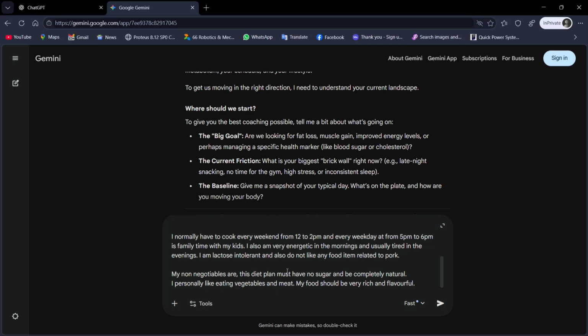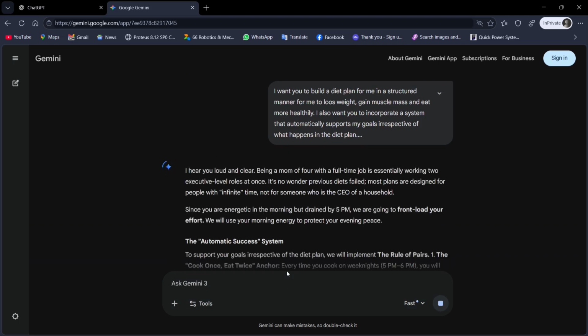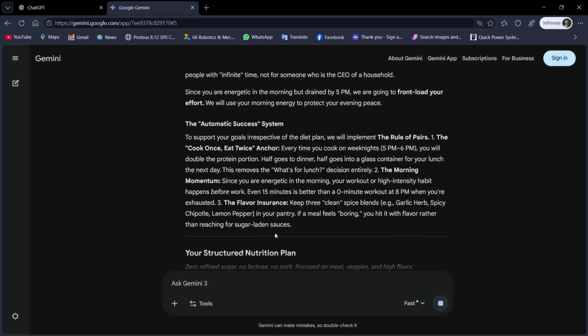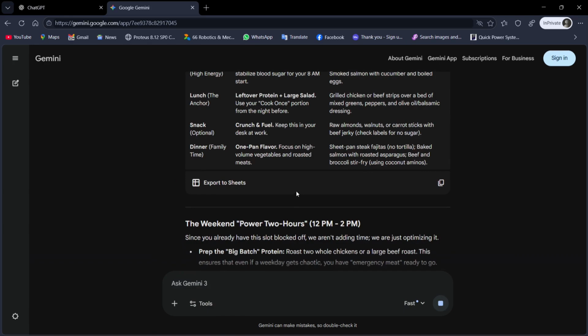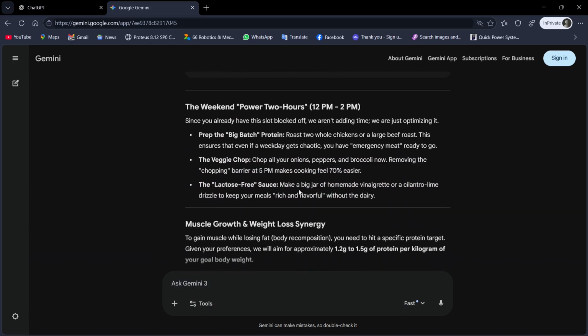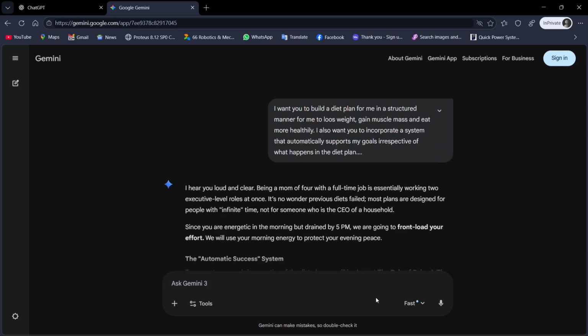So that's it. Let's see the response our AI chatbot is going to give to us, right? It's going to take some time to give us the structure, and then let's see what our response is.